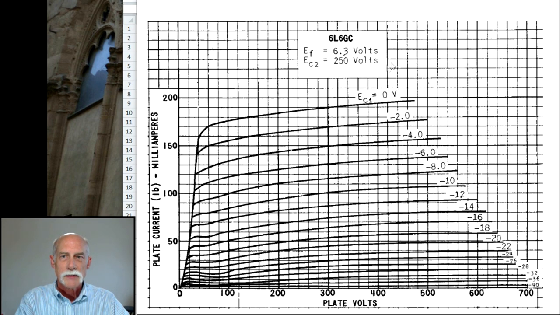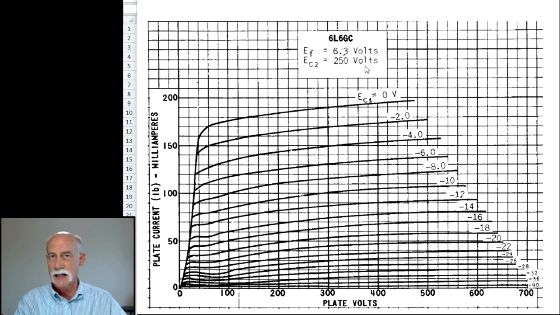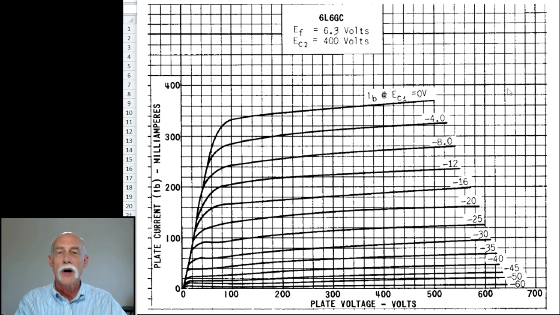Here's a 250. The screen's 250. Here are the grid lines. Now, only for the 6L6, it only goes down to minus 40, because at 250 screen voltage, minus 60 is essentially zero. It's down here hugging the axis line. At 400, it goes down to minus 60. When I'm putting together this program for different tubes, I try to find this chart with the largest screen voltage, because it has a lot more detail, a lot more granularity. It's easier to digitize this.